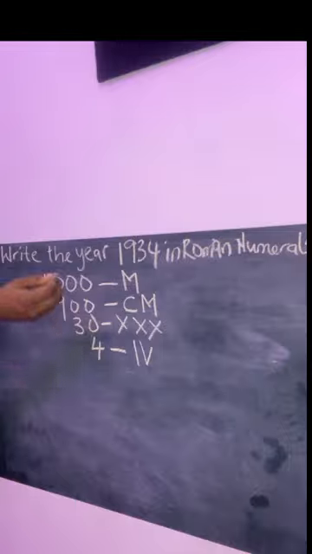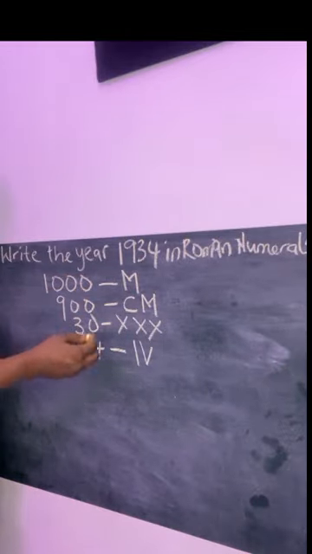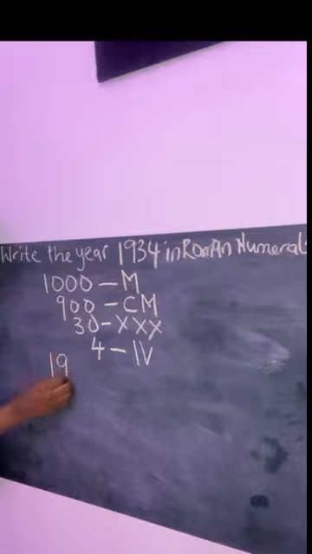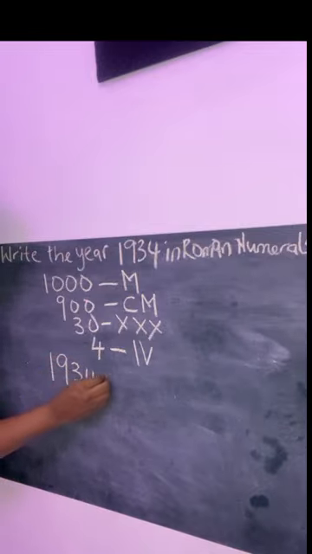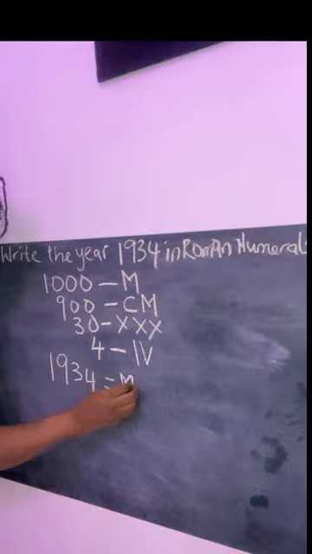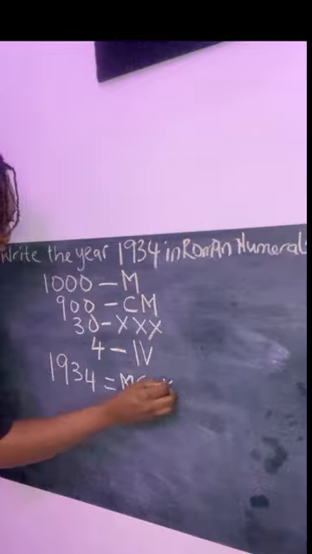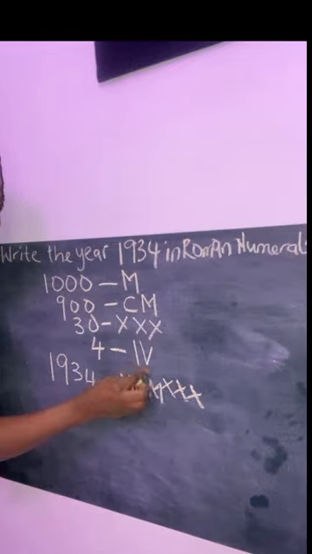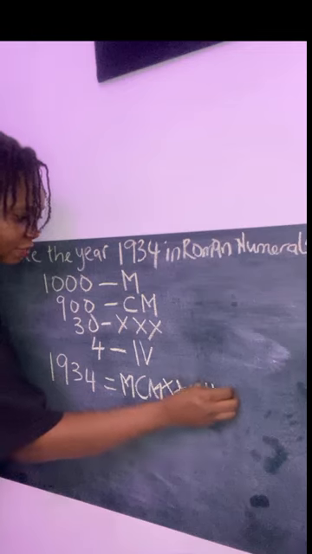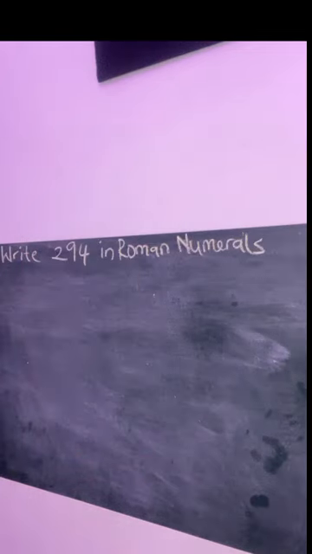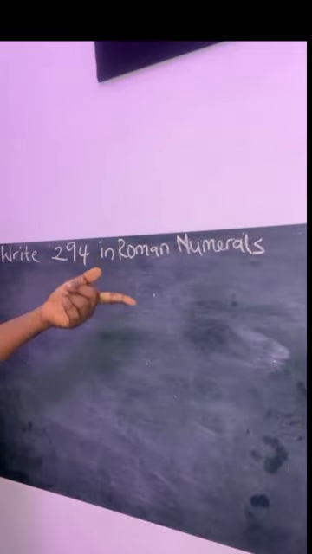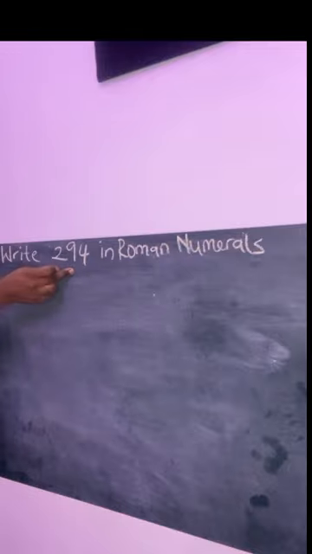So let's write it out as Roman numerals. 1934 would be M, CM for 900, XXX for 30, and IV for 4. So we have another question here. Write 294 in Roman numerals. So let's break it down singly.